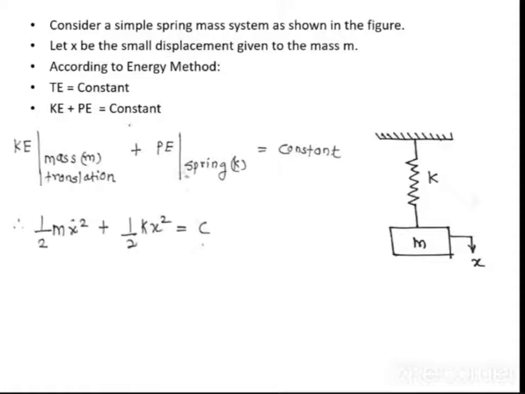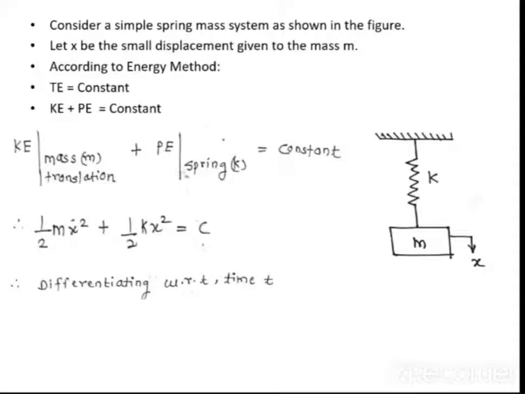Now, what is the kinetic energy of mass m? 1/2 m x dot square. What is the potential energy? 1/2 k x square is equal to constant. Now, message me, have you understood till here? So I can move to the next part. Now we have to differentiate, differentiating with respect to time t.